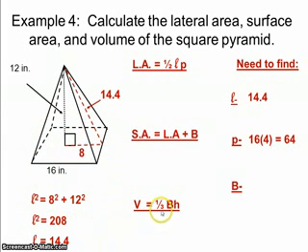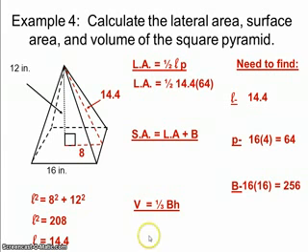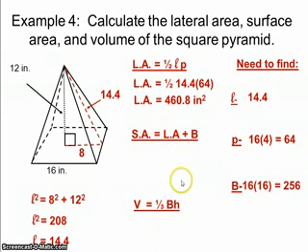And then the volume is going to be 1/3 of the base times the height. So the height is 12. The area of the base is 16 times 16, which is 256. So the lateral area is 1/2 slant height times perimeter, which gives us 460.8 square inches.